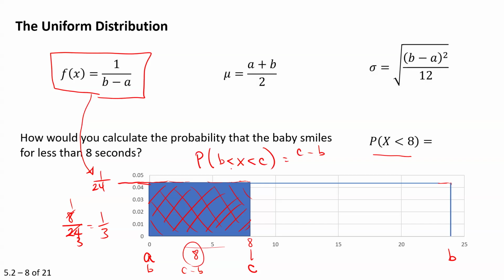Oh, sorry, this should be C and D. So that's D minus C. I repeated B twice here, didn't want to do that. So it is C to D, and the probability is D minus C over B minus A. Let me rewrite that: D minus C over B minus A.